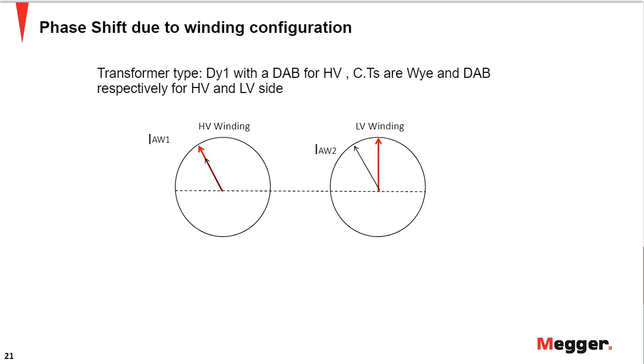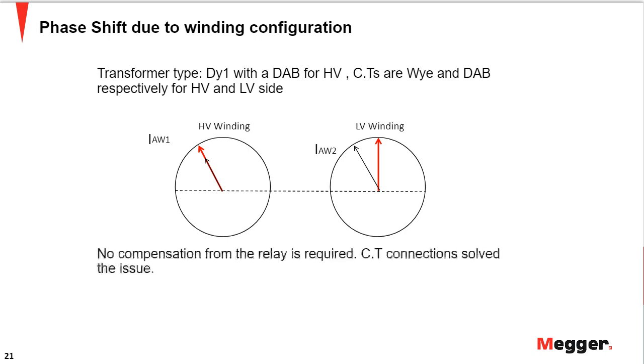So basically in this case, there was no compensation that we had to do in the relay, right? Because the CT connections are solving this issue of the phase shift. The way the CTs are connected for this particular system, it's helping with the compensation itself. So that is one way of doing your phase shift compensation.